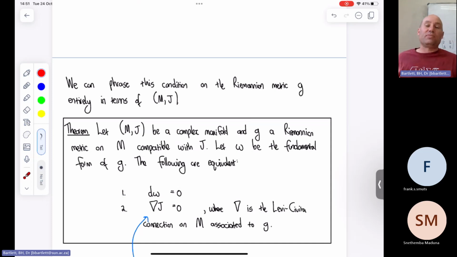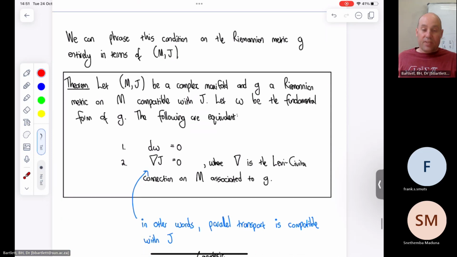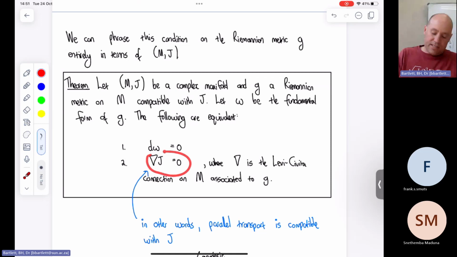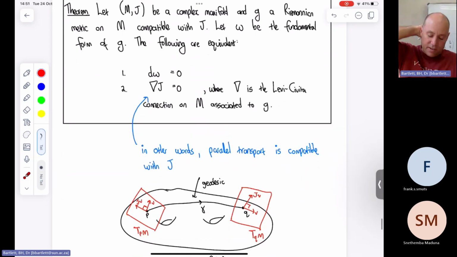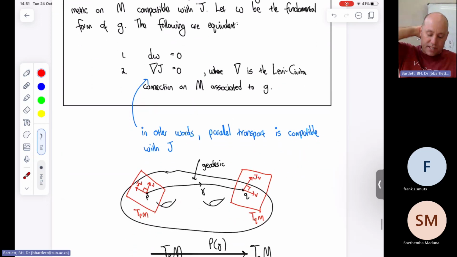Okay, so that's a bit of a mouthful. Let's unpack what that means. Since I'm not going to prove this, I don't really have to get into this very much, but the nicer way of understanding this is not in terms of the connection, but in terms of the parallel transport. So what this is saying is that the parallel transport associated to the Riemannian metric is compatible with the complex structure. Okay. So I told you what a Riemannian metric is.